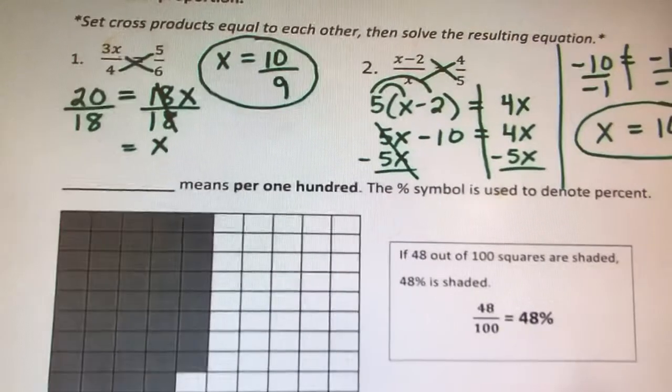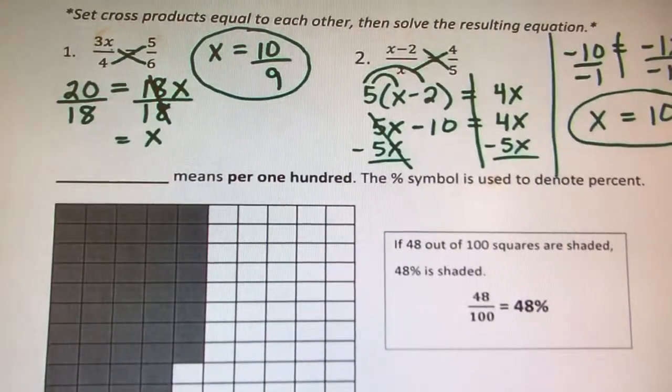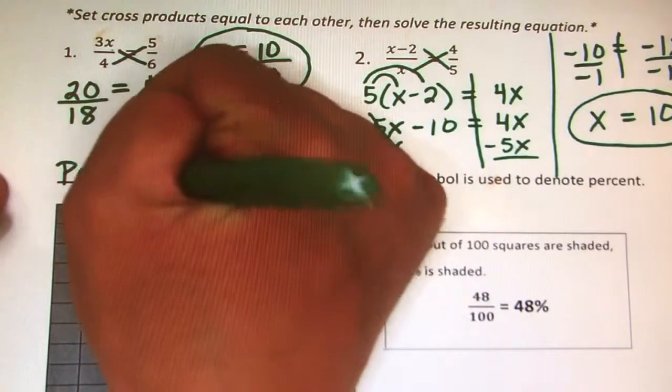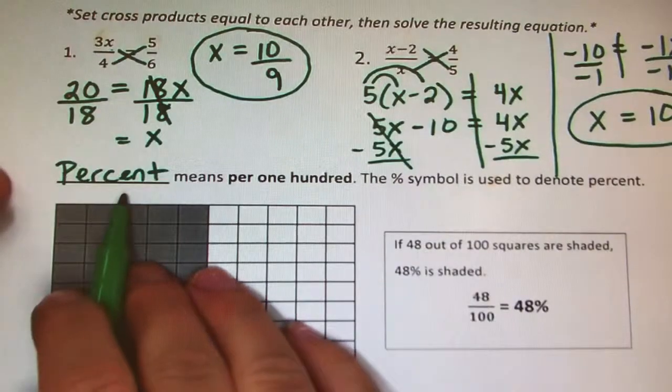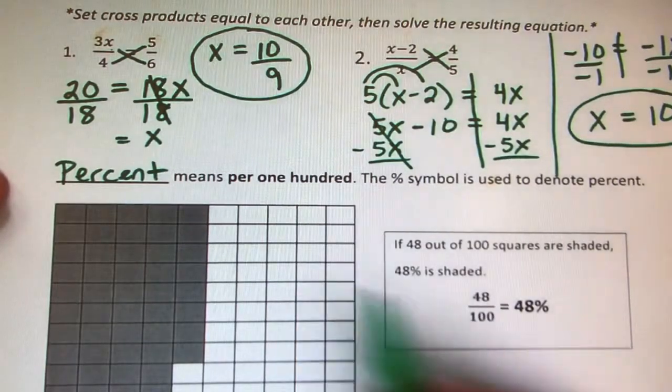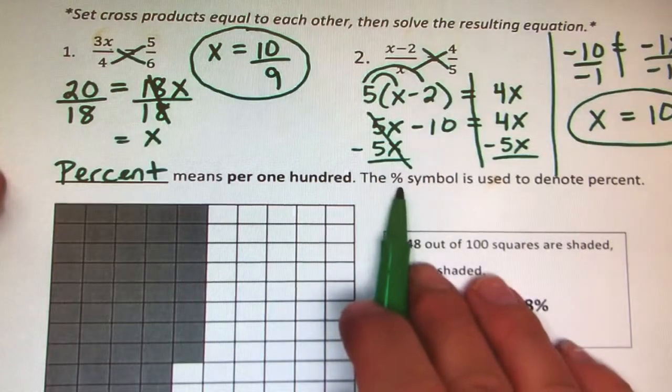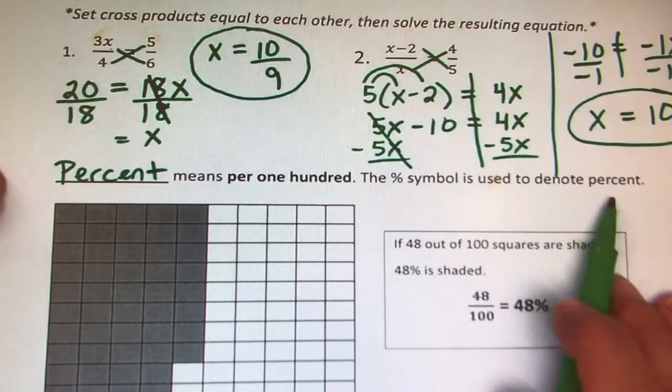Those are proportions. We learned how to solve them. The next thing we're going to talk about is percent. Percent means per 100. And think about cent. We have 100 cents in a dollar. Okay, so percent means per 100. This symbol is the percent symbol, and that is used to denote percent.